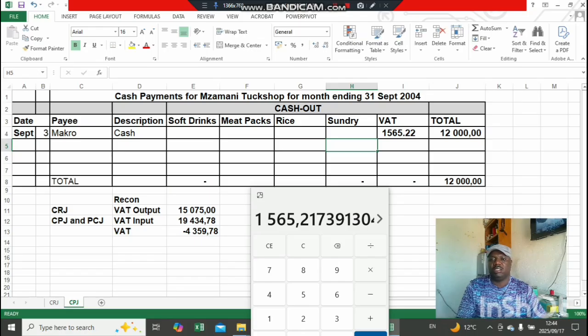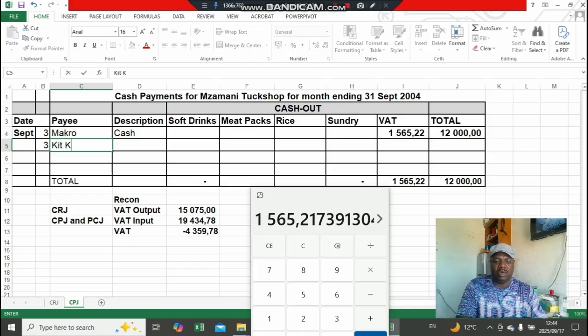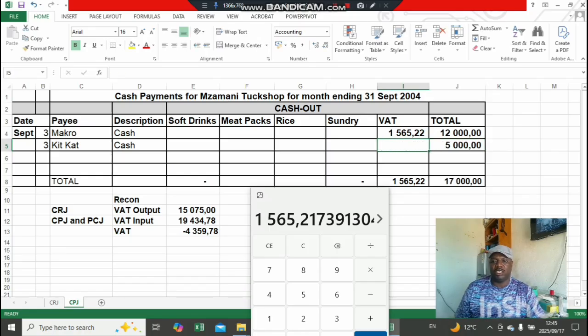Great. Let's go again with Mzamani. He goes to Kit Kat Wholesalers. He buys for cash. What is Mzamani buying? He's buying rice, to the tune of 5,000 rands, including VAT. The receipt from KitKat will indicate to Mzamani how much it is.